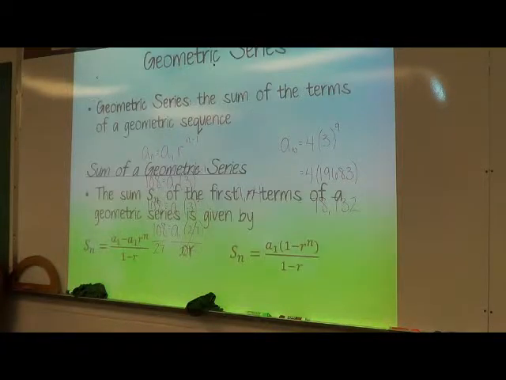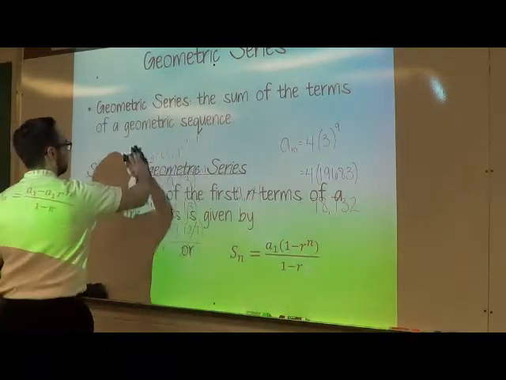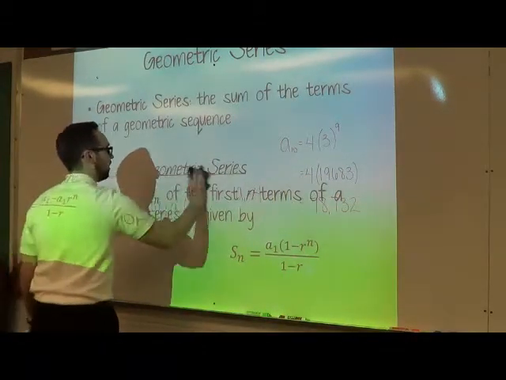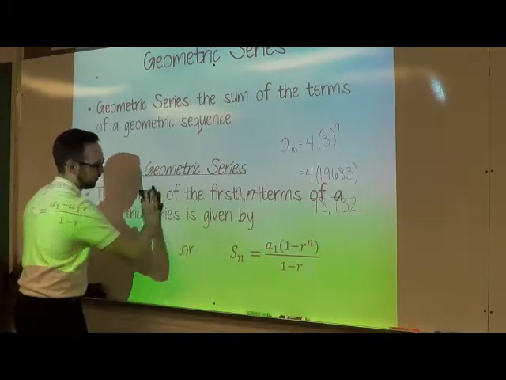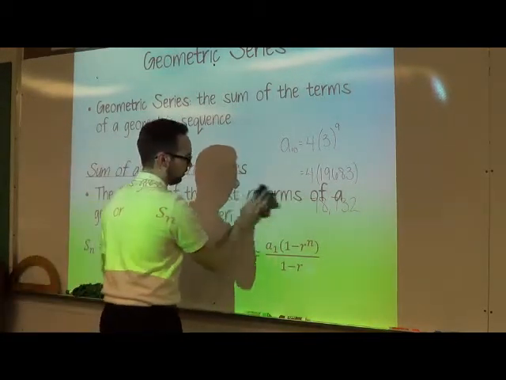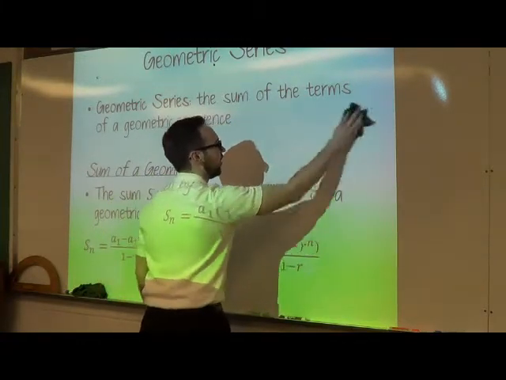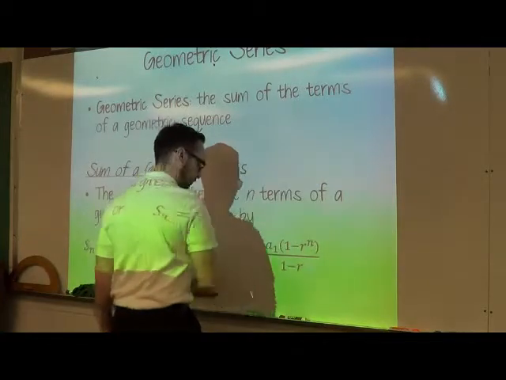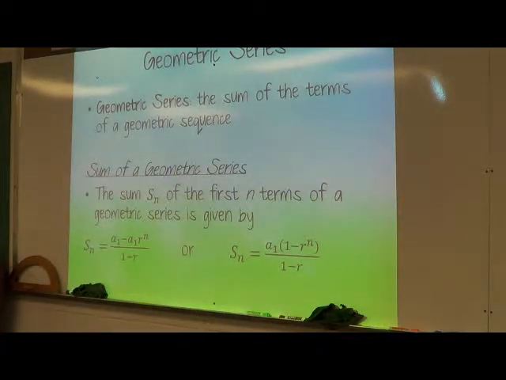So then we move on to geometric series. A geometric series, similar to the series from yesterday, is again a sum, but this time it's of a geometric sequence. It's a very similar definition to what we had yesterday for arithmetic series. In the formulas, we have 2 different formulas, just like we had yesterday. The first one is a sub 1 minus a sub 1 times r to the n, divided by 1 minus r.